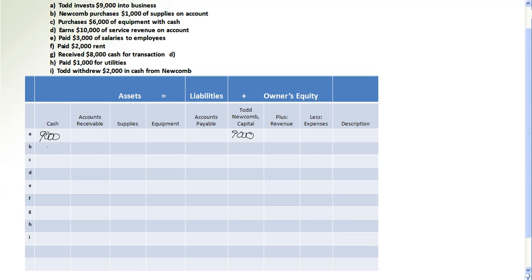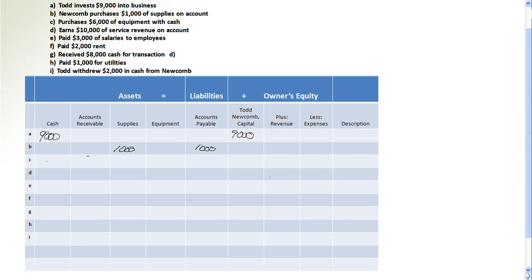Newcomb, the business, purchased $1,000 of supplies on account. What that means is that there was no cash trading hands yet. We are Newcomb, and we are going to pay the vendor $1,000 at a later time. So while our supplies increased by $1,000, we accomplished that by incurring a liability called accounts payable. So on the other side of the equation, $1,000.